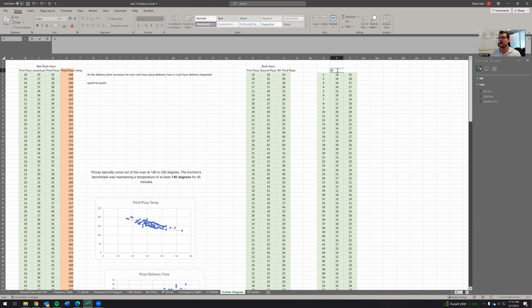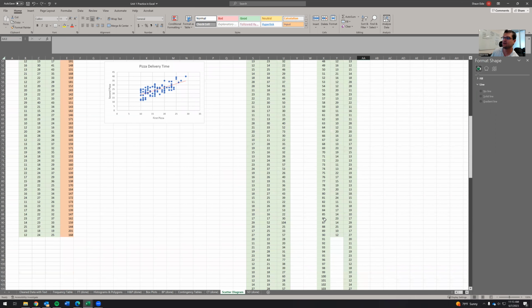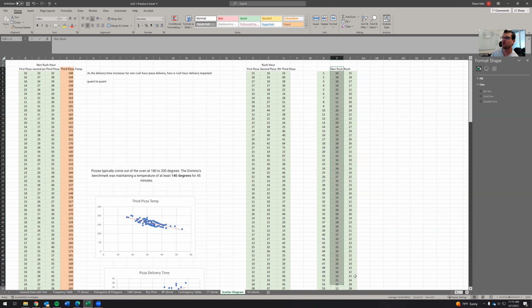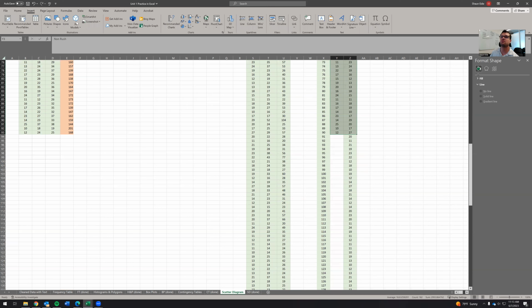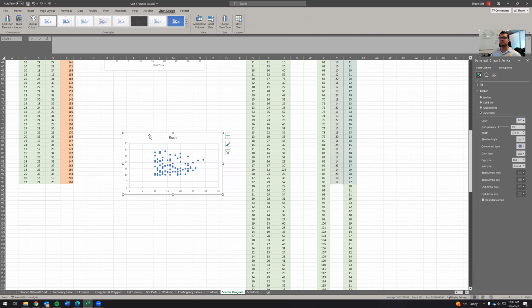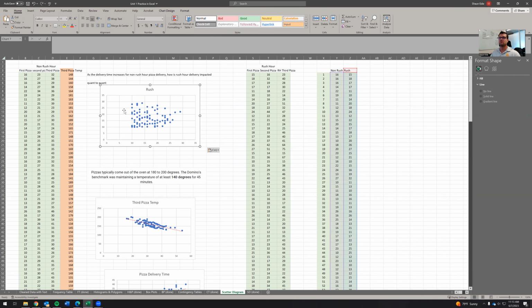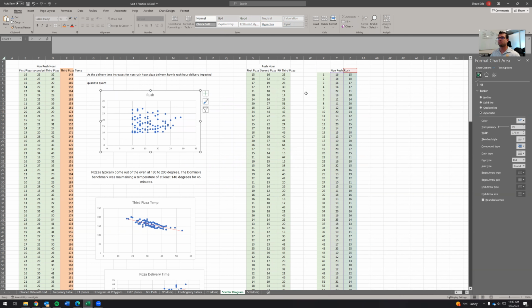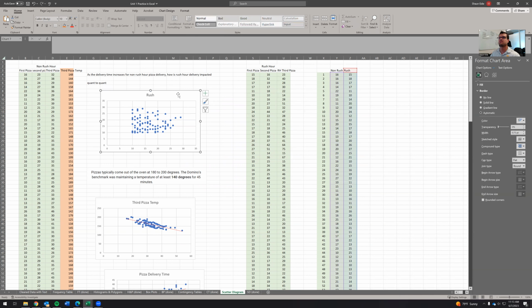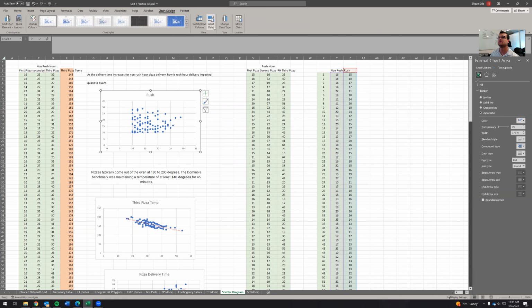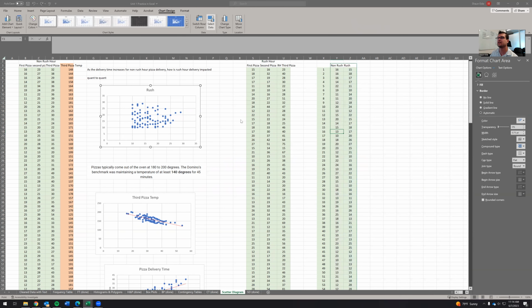Okay, so we're going to do non-rush and rush. And I want to know how, in order of these 90 right here. So we're just going to do the first 90, and we're going to insert this right here. Insert. And I'm going to do scatter plot. And you'll notice right here, let's do the axis, chart design, select data.